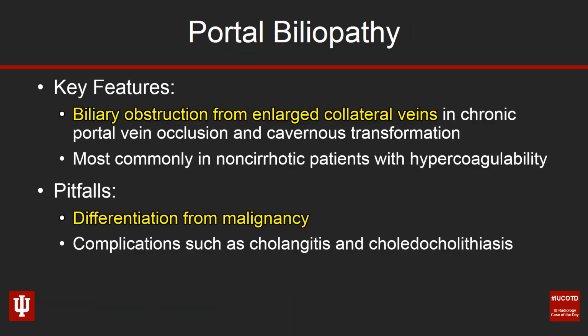To sum it all up for portal biliopathy, the key feature is the fact that the biliary obstruction is from engorged collateral veins in the setting of chronic portal vein occlusion and cavernous transformation. A unique clinical feature of many patients is the fact that they are not cirrhotic and have hypercoagulable states. Be sure to keep a careful eye out for things suspicious for malignancy. It's also important to keep an eye out for complications, including cholangitis and choledocholithiasis.